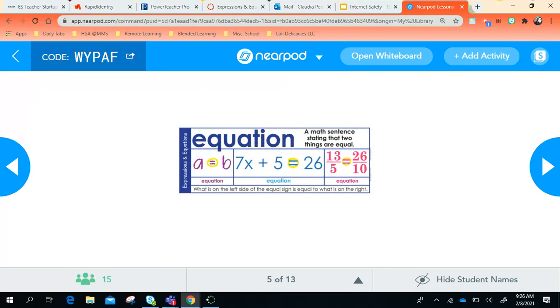Vocabulary, we're going to go over the same vocabulary. So we're still looking at equations. We're looking more at equations that look like this, that have more than one thing on either side of the equal sign.